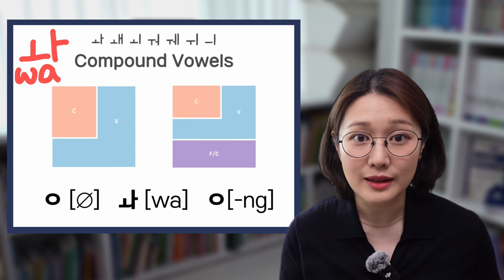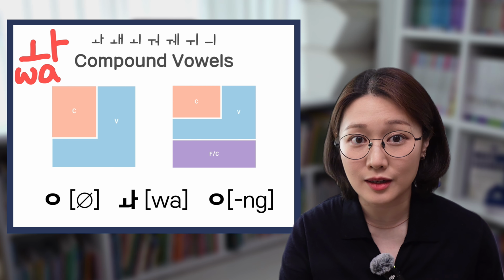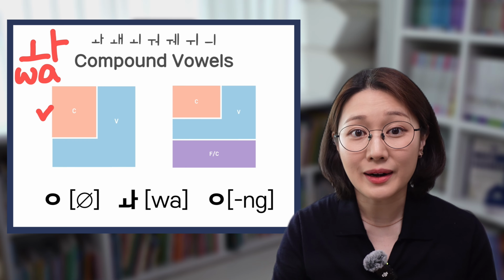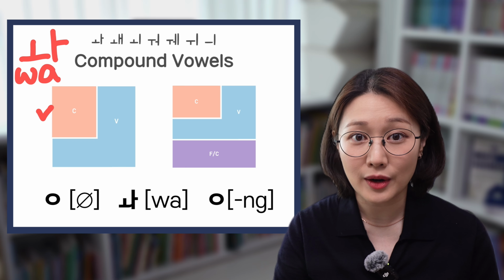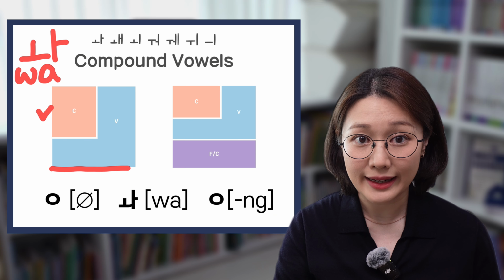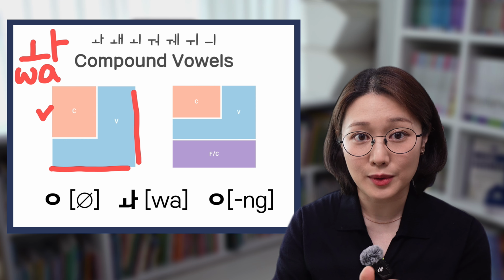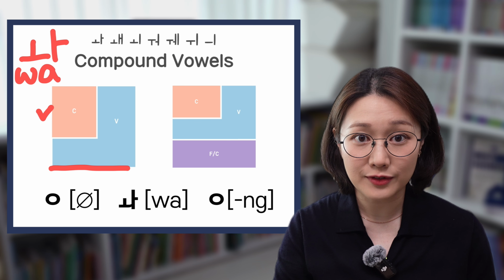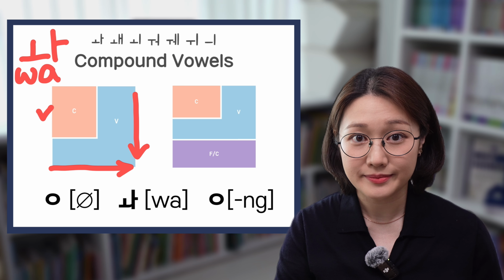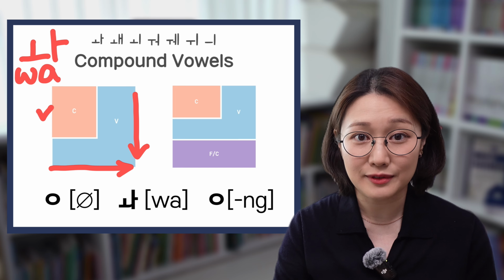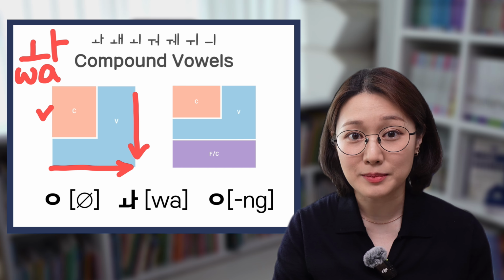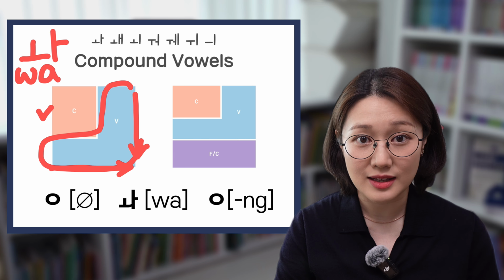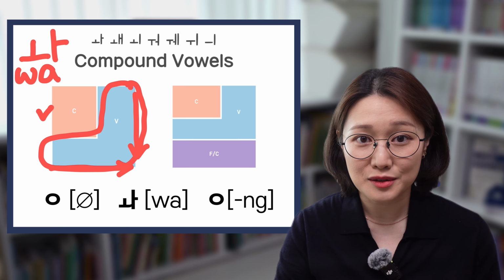A compound vowel has a horizontal part and a vertical part. So the first consonant goes in the upper left, and the horizontal part of the vowel goes under it, and the vertical part goes on the right, like this. When you write it, write the horizontal part first and then write the vertical part. Because in Hangul, we read and write from left to right and from top to bottom. Now the vowel looks like it is wrapping around the consonant.